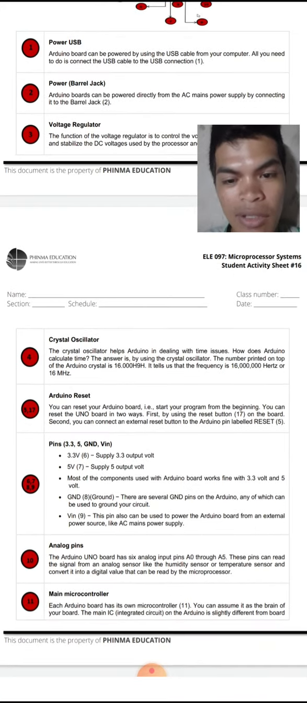Number 5, Arduino reset. You can reset your Arduino board, that is, start your program from the beginning. You can reset the Uno board in two ways. First, by using the reset button on the board. Second, you can connect an external reset button to the Arduino pin labeled reset.